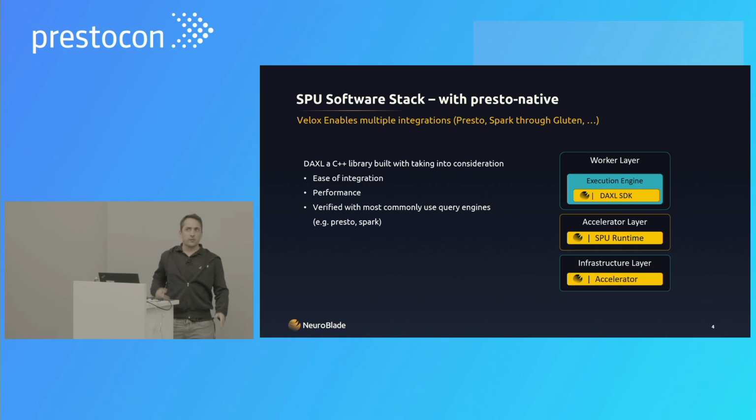Okay, so from a software perspective, this is what you see when trying to integrate this accelerator into Presto, or into any query engine really. What we have is what we call DAXL. DAXL is our API, the SPU's SDK, which is a set of APIs which you'd use for planning, optimizing, and executing your query over the SPU.